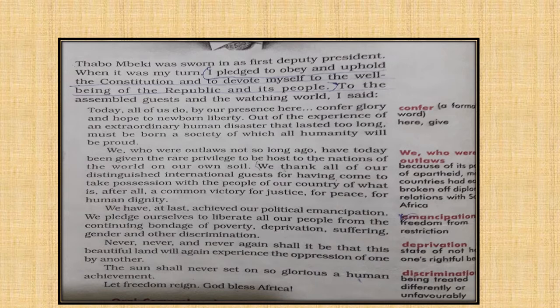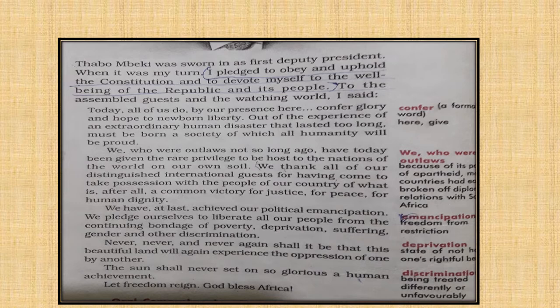We thank all of our distinguished international guests for having come to take possession with the people of our country of what is, after all, a common victory for justice, for peace, for human dignity. We have at last achieved our political emancipation. We pledge ourselves to liberate all our people from the continuing bondage of poverty, deprivation, suffering, gender, and other discrimination.